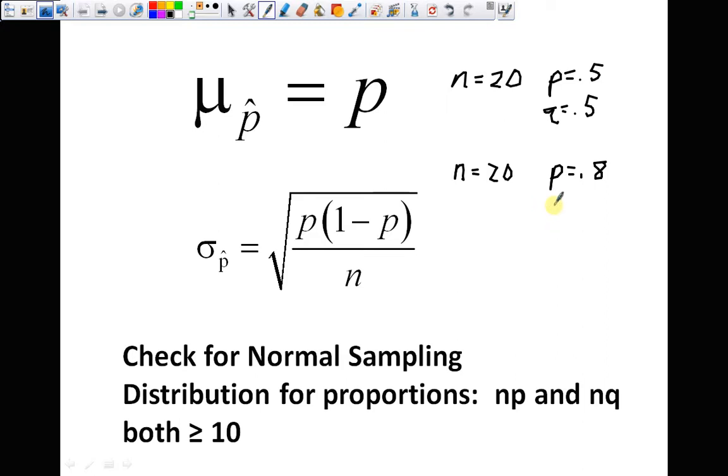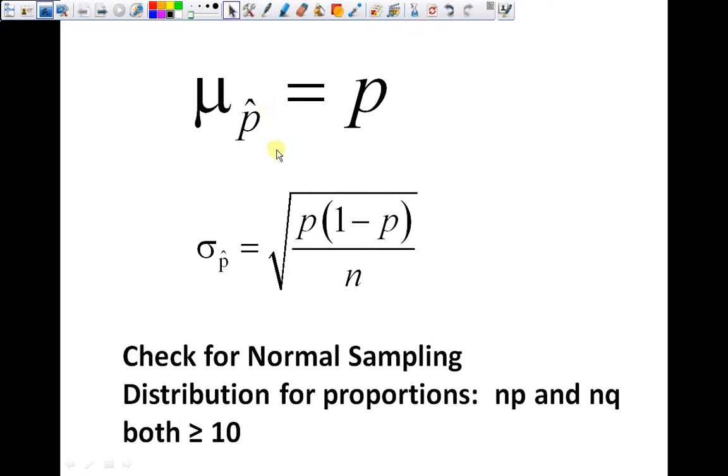But if P is large, then that means Q is small. And that goes the opposite. If P is small, then Q is big. Okay, so Q is 0.2 here. And 20 times 0.2 is 4. So then that does not satisfy this condition. We need both NP and NQ to be at least 10. So that's what we'll check to see if the sampling distribution for the sample proportion is approximately normal.